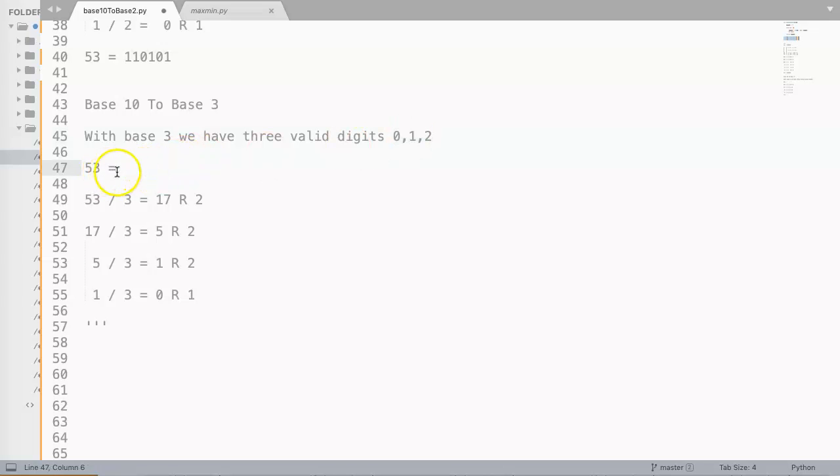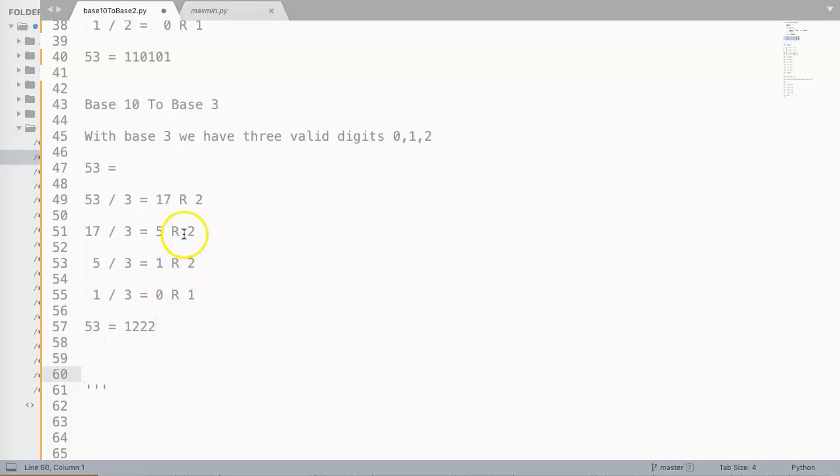I've already done this here. I've taken 53 and divided it by 3, so that gives me 17 remainder 2. Then I take 17 divided by 3, and that gives me 5 remainder 2. Then 5 divided by 3 gives me 1 remainder 2. And then 1 divided by 3 gives me 0 remainder 1. I know I can stop now because I've reached 0. So 53 in base 3, reading from the bottom up, is 1, 2, 2, 2.